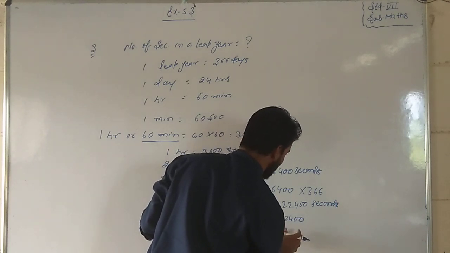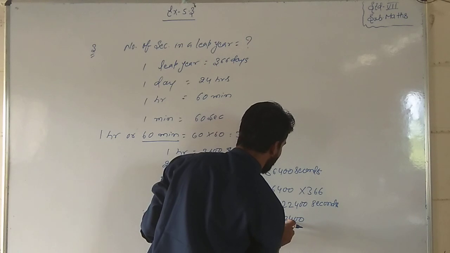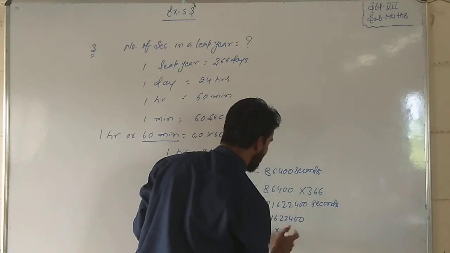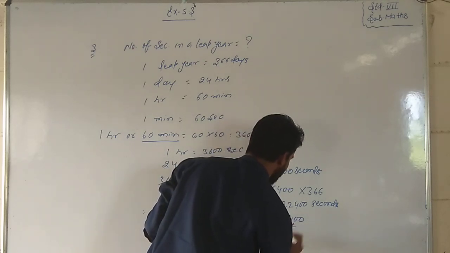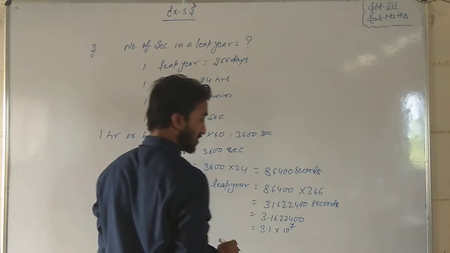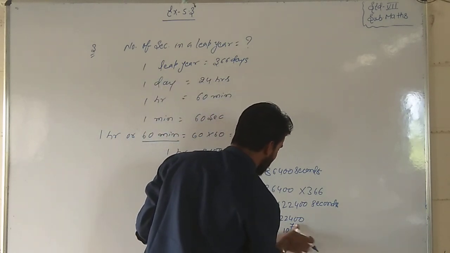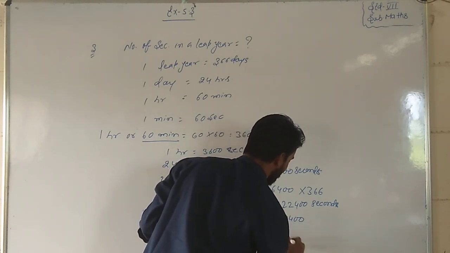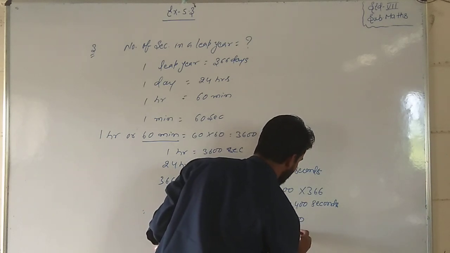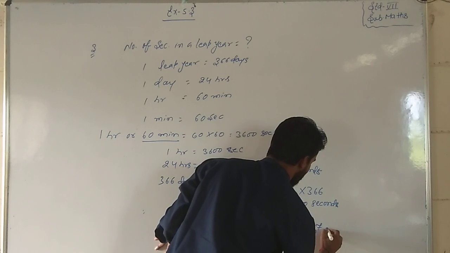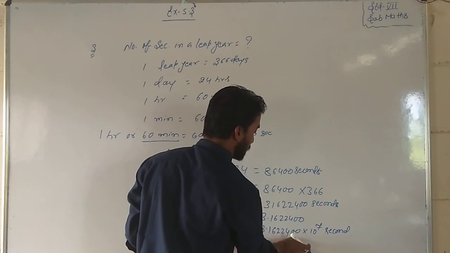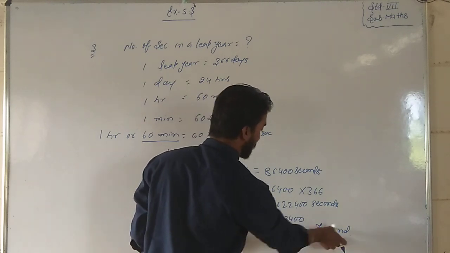Count the digits after the decimal: 1, 2, 3, 4, 5, 6, 7. How many digits are there? After the decimal, 7 digits are there. So can we write 10 to the power 7? 10 to the power 7. So 3.16224 into 10 to the power 7 seconds. You can write 3.1622400 into 10 to the power 7, or you can write 3.1 into 10 to the power 7 also.